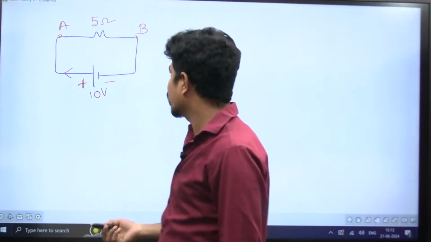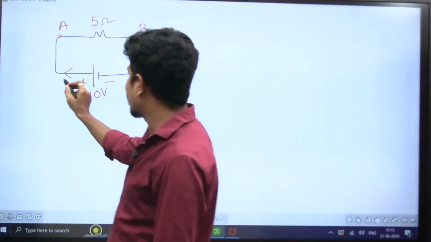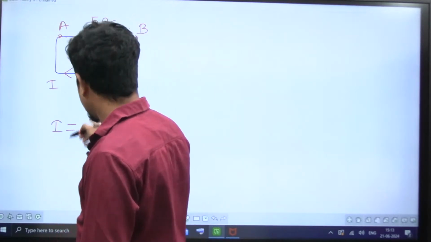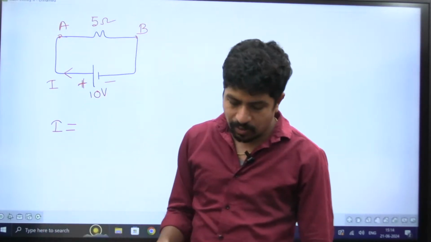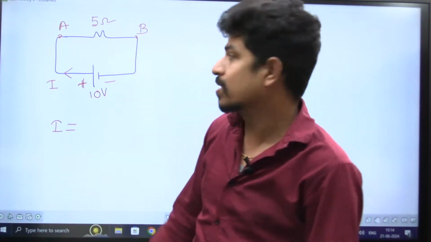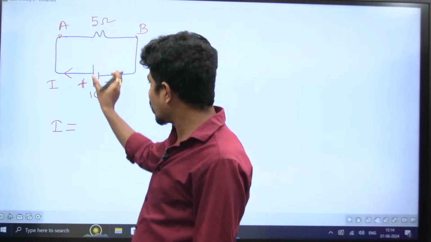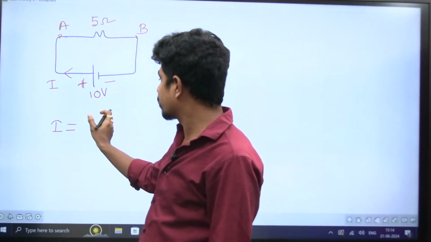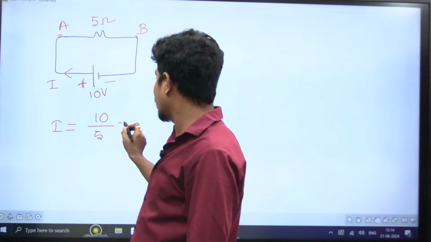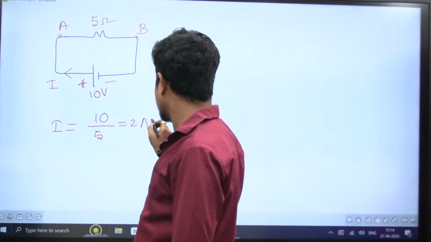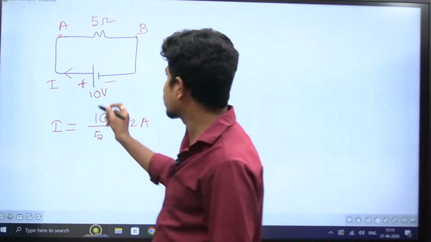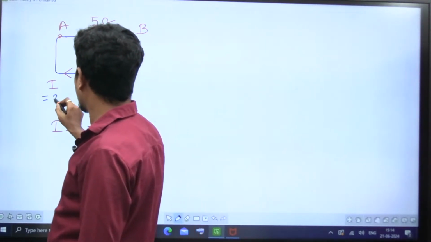How much current is flowing? If you want to find the amount of current flowing, how much is the voltage? We call that the voltage across the resistance. This is the terminology: voltage across resistance. How much is the voltage across that resistance? 10 volts divided by the resistance, 5 ohms. How many amperes is it? 2 amperes of current is flowing in the resistance. I is equal to 2 amperes.